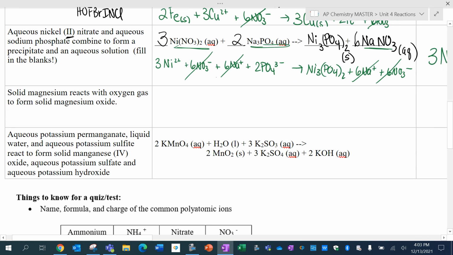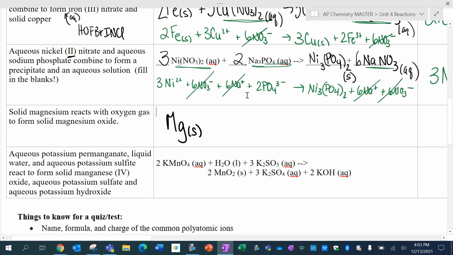Solid magnesium. Magnesium is not part of Hofbrinkel, so no subscript. And it reacts with oxygen gas. Oxygen is part of Hofbrinkel, so it's going to get a subscript here. And then it forms magnesium oxide.